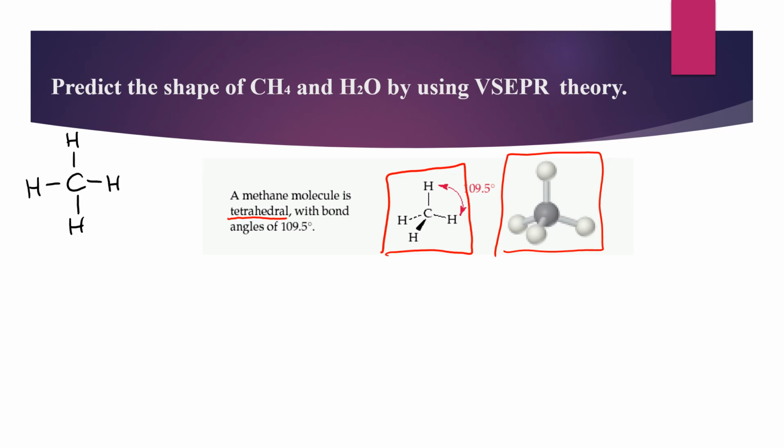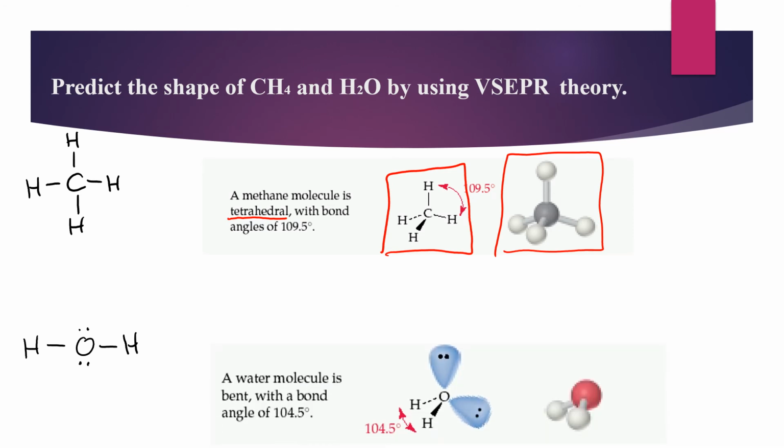Now, for water. Water has one oxygen atom and two hydrogen. It has two lone pairs on it as well. So if we take a look at our notes again, two lone pairs, two atoms attached to it, has a bent shape. So we see that there is bent, and we have the 3D models that we can draw to represent it.